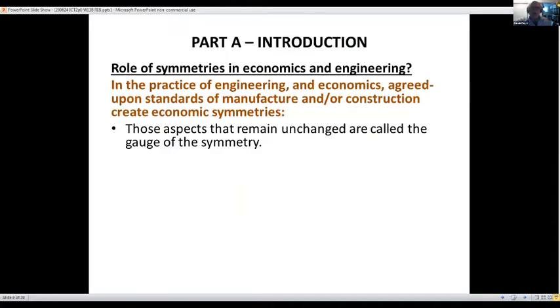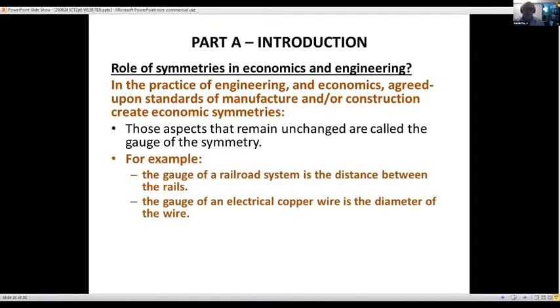In the practice of engineering and economics, agreed upon standards of manufacture and/or construction create economic symmetries. Those aspects that remain unchanged are called the gauge of the symmetry. For example, the gauge of a railroad system is the distance between the rails. As the train runs along the track, if the rails change their distance, the train falls off the track. That's generally a bad thing.